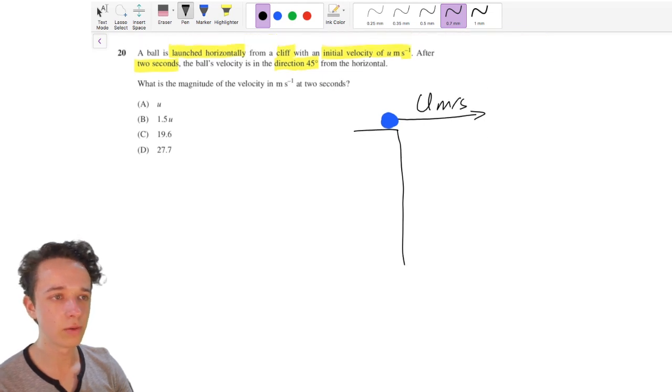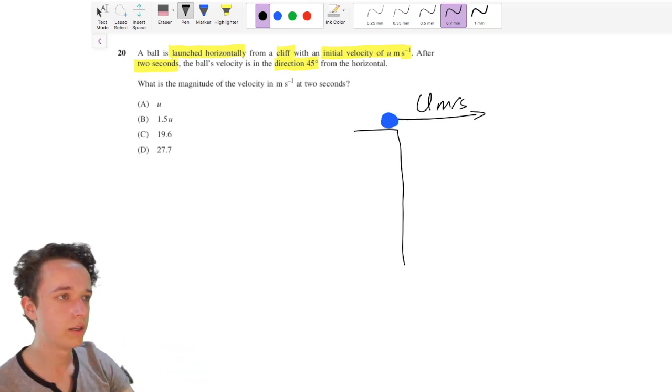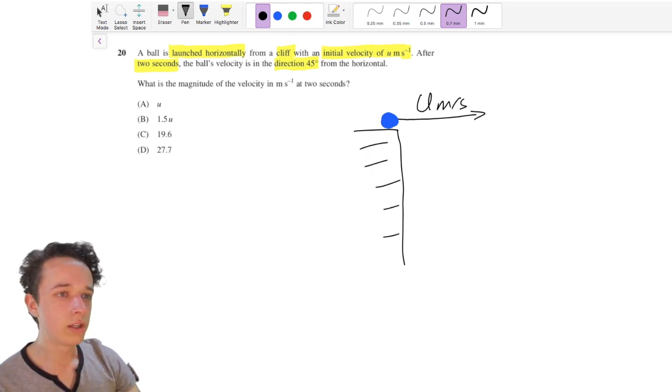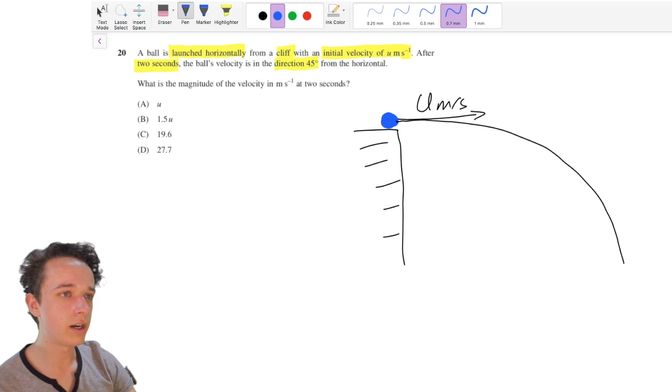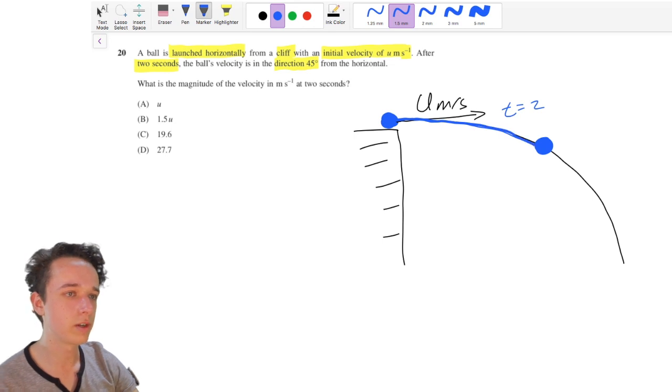And the way that we know it's not launched at some other angle like this is because it says the ball is launched horizontally. So that's how we know it's a straight line across. So launched horizontally from a cliff with initial velocity u meters per second. So it's going to take a parabolic path like this. And the question is saying after 2 seconds, so after it's traveled for 2 seconds, it's going to be in this position here, let's say.